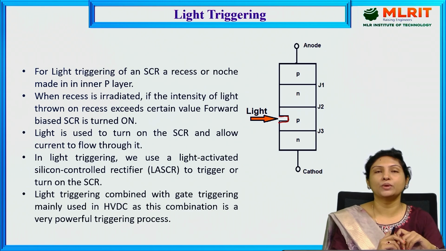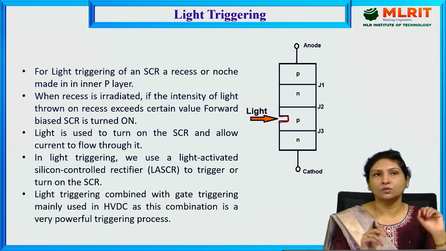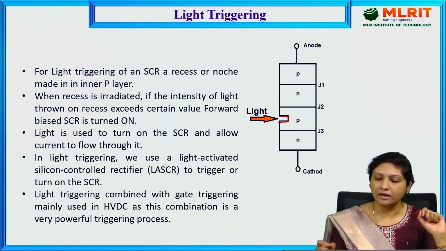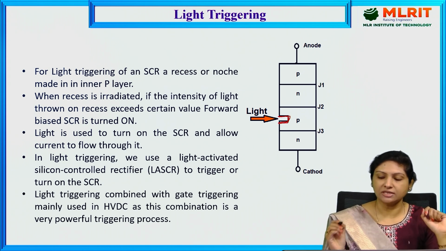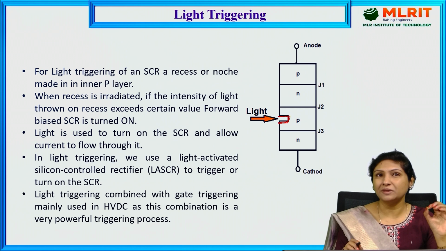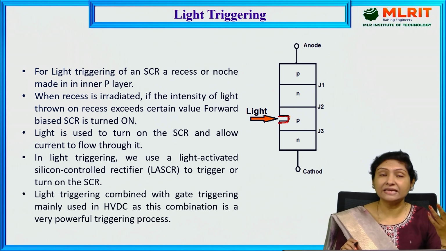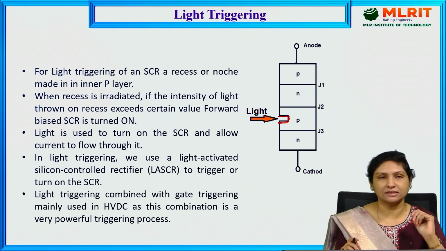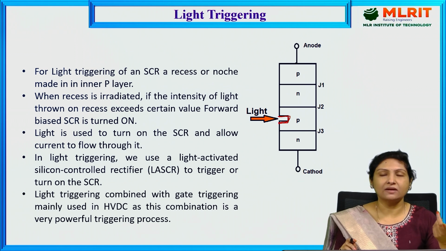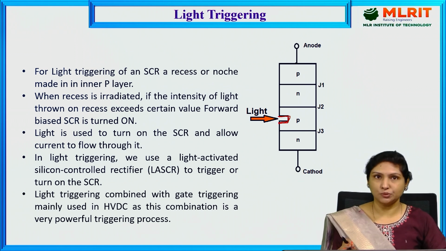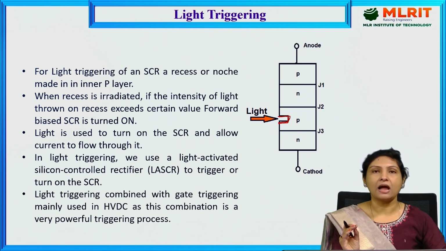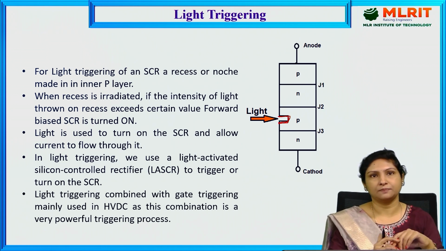And then we have light triggering. For light triggering of an SCR, a recess or notch is made in the inner P layer. When this recess is irradiated, if the intensity of the light thrown on it exceeds a certain value, the forward biased SCR comes into the on state. So light is used to turn on the SCR and allow current flow through it.